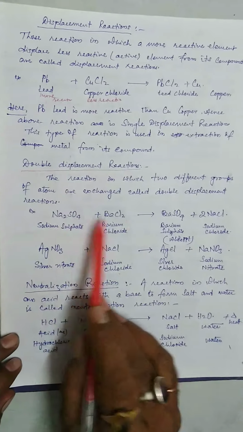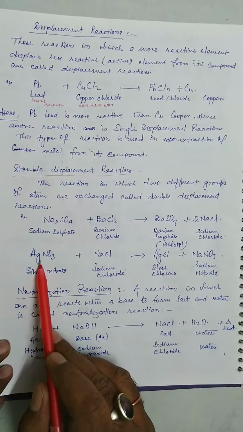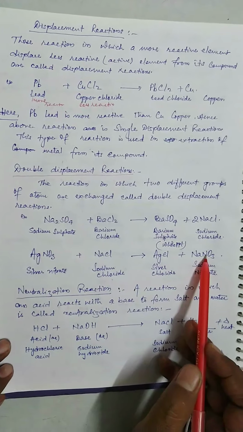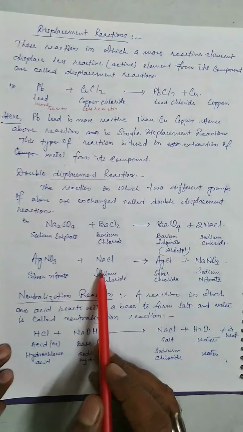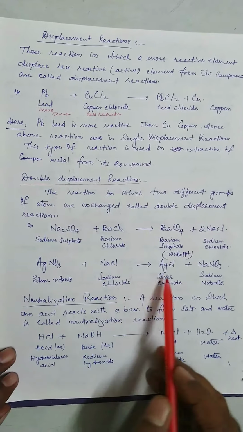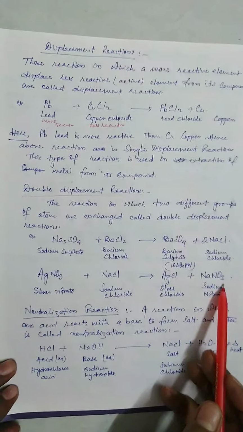This reaction is a double displacement reaction, and this reaction is also a double displacement reaction. It means silver nitrate reacts with sodium chloride. It forms silver chloride and sodium nitrate.